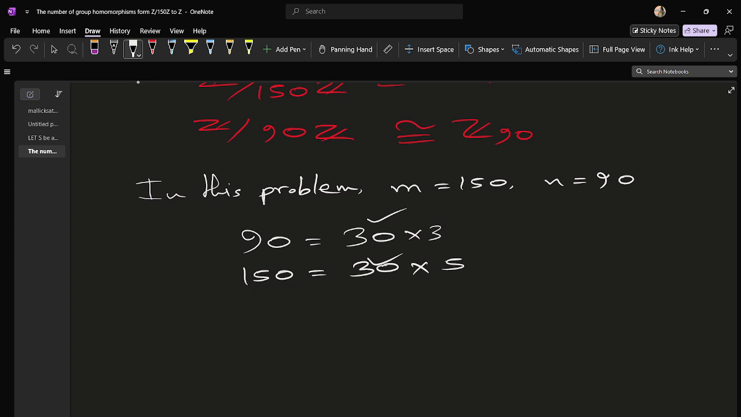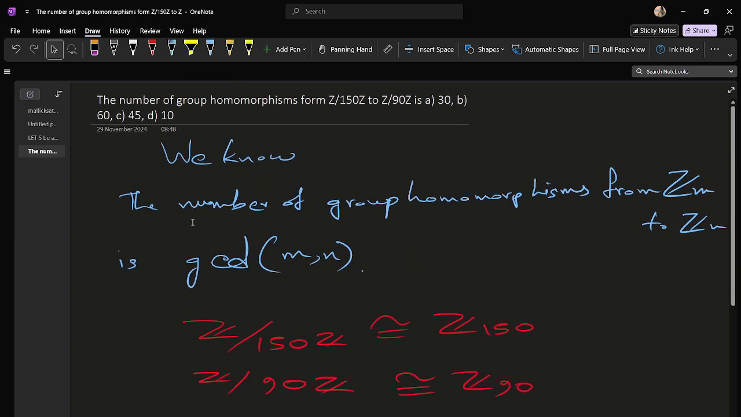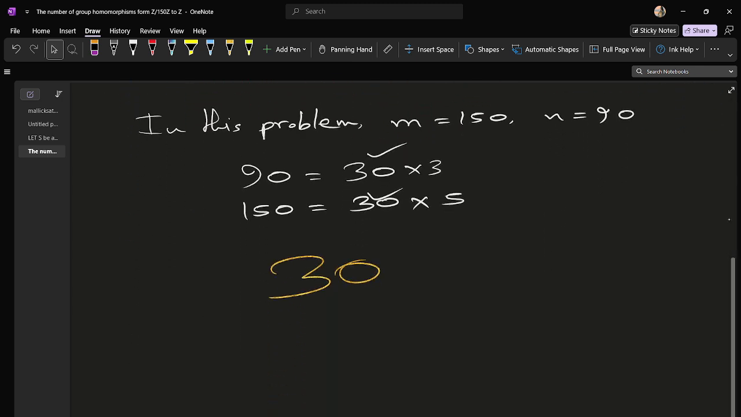So there are 30 group homomorphisms from Z mod 150Z to Z mod 90Z. So this is option A. Our option A is the correct answer of this question.